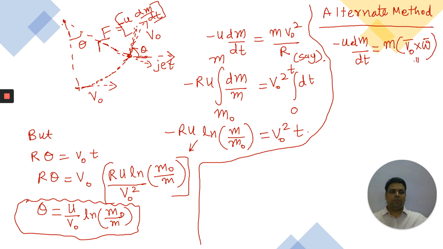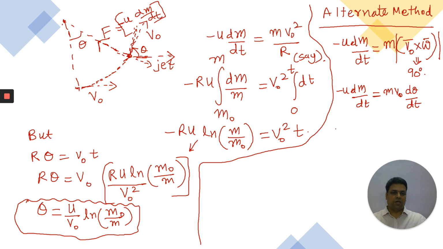The angle between v naught bar and omega bar is 90 degrees. So I'm showing the magnitude here, of course. So minus u dm by dt is equal to m v naught omega, where omega can be d theta by dt, the angular velocity for v naught bar's rotation. V naught bar, you can visualize as a vector and it is a rotating vector. If its rotation rate is d theta by dt, we can write that omega is d theta by dt.